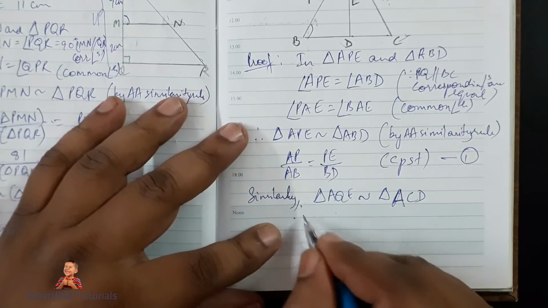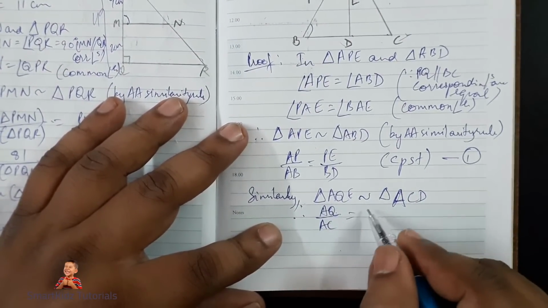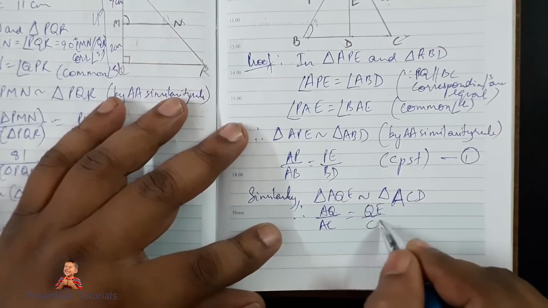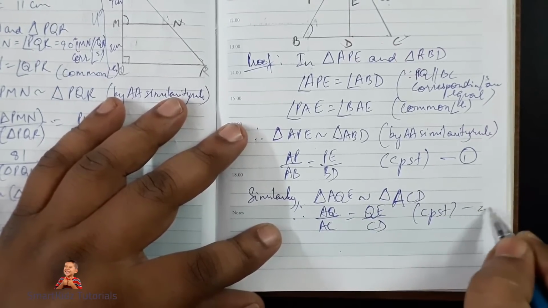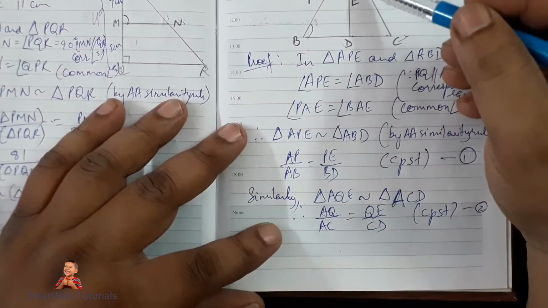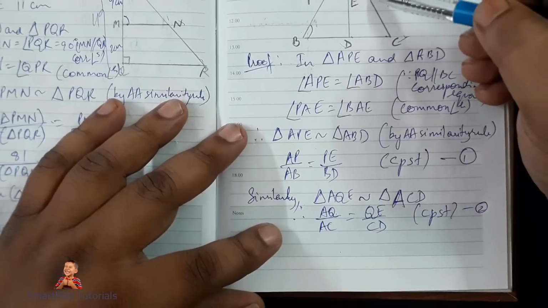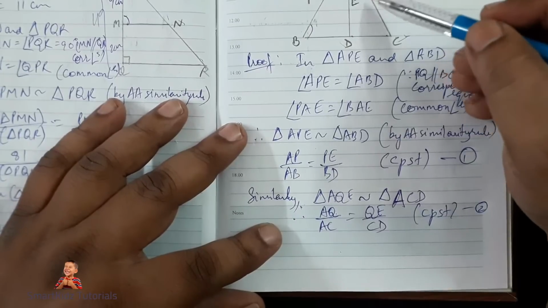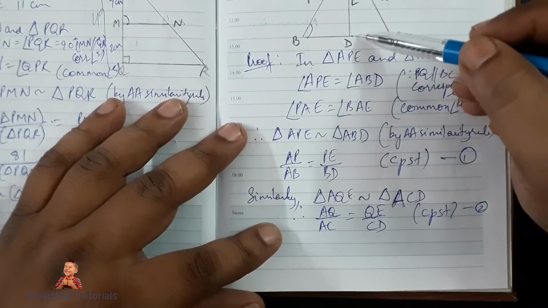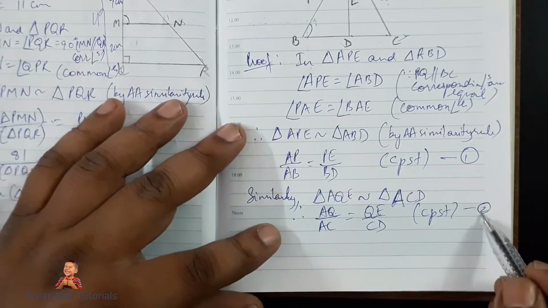So you can say therefore AQ upon AC is equal to QE upon CD as CPCT, and mark this as 2. What I showed is, since this small triangle is similar to this big triangle, you can say AQ upon AC, just like how we said for this one, is equal to QE upon CD. So once again, I've tried to include these two parts, 1 and 2.